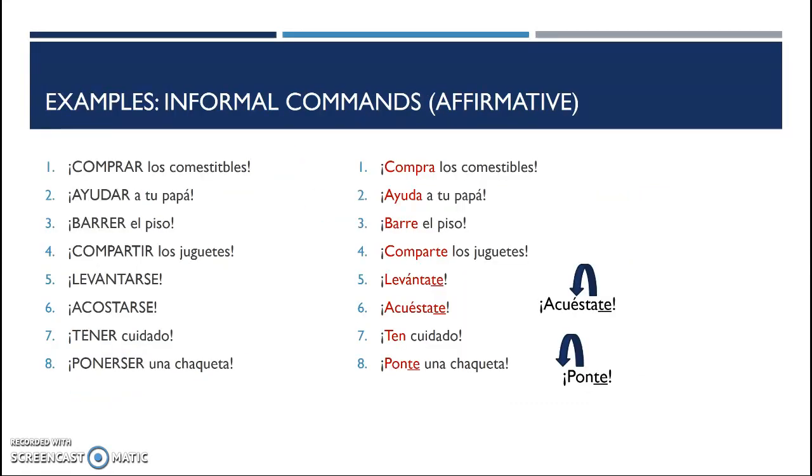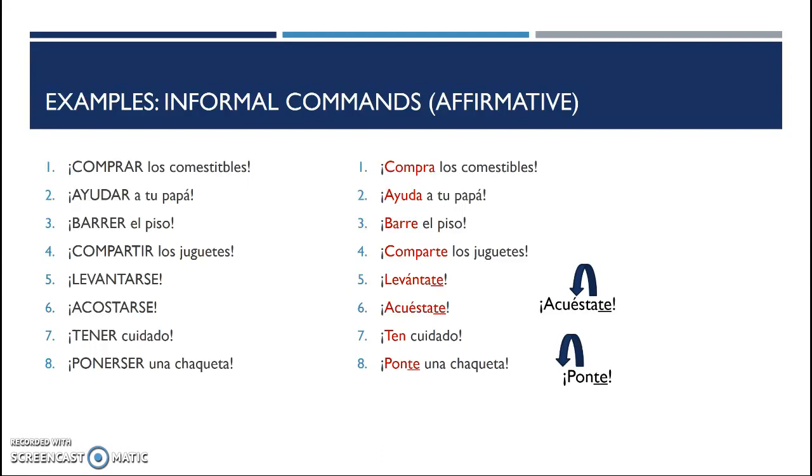Okay, let's look at some examples. Comprar los comestibles. Comprar is to buy. Compra los comestibles. Ayudar a tu papá. Ayudar is a normal AR verb. Ayuda a tu papá. Barrer el piso. Sweep the floor. A normal ER verb. Barre el piso. Compartir los juguetes. Share your toys. Compartir is a normal IR verb.